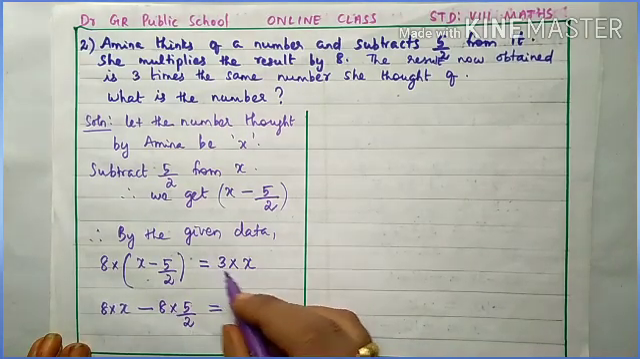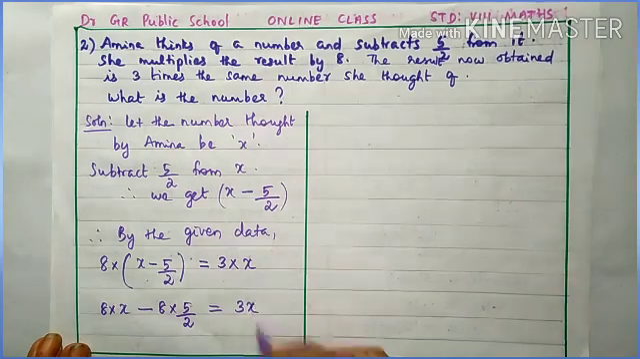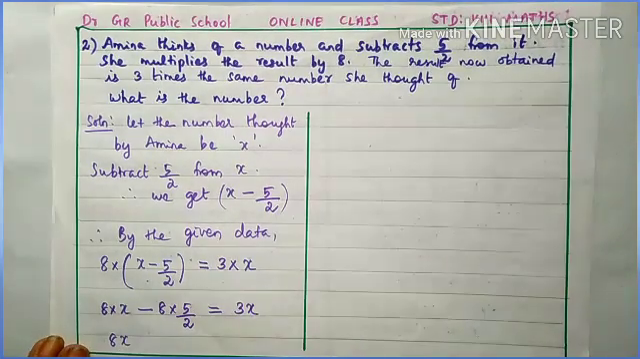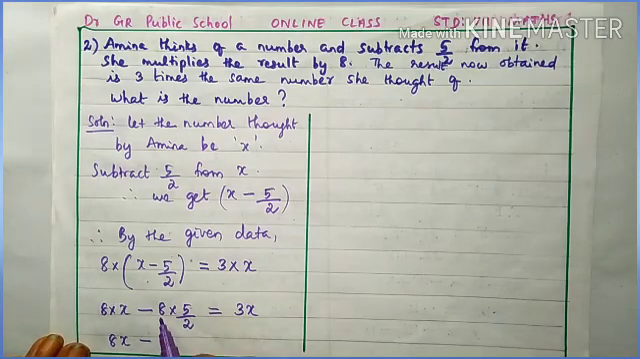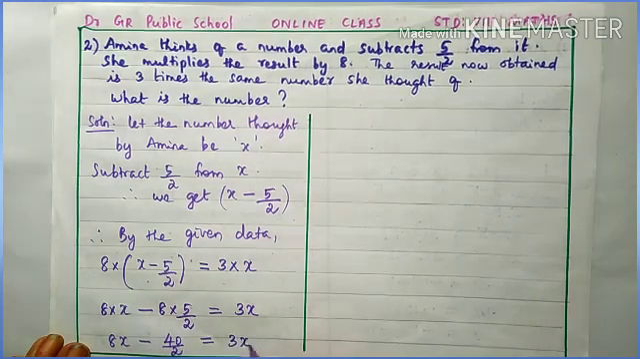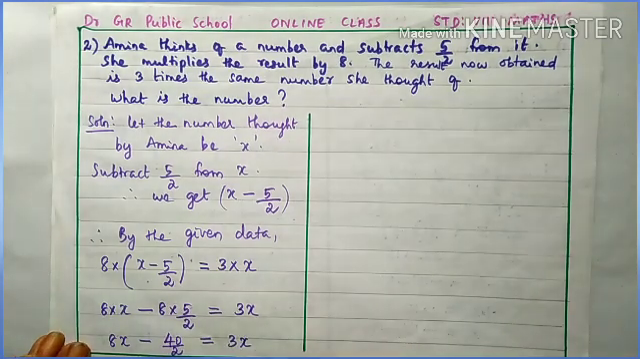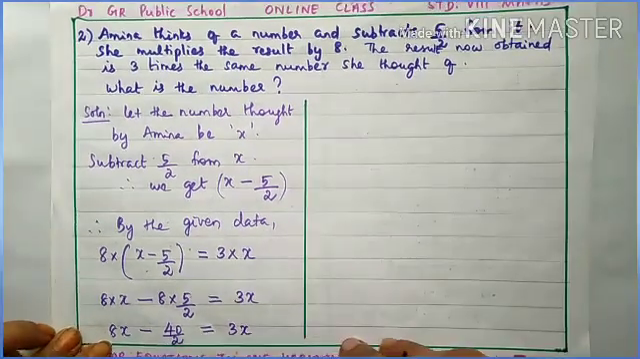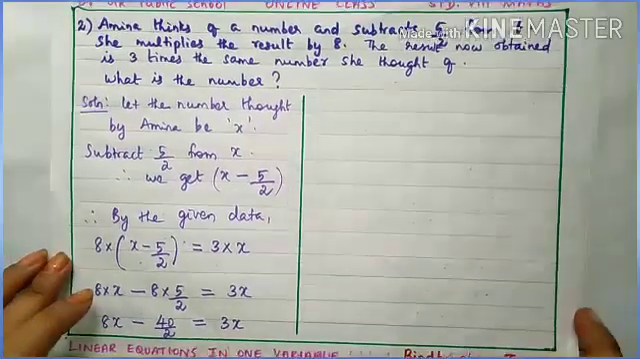equal to, what is 3 into x? 3x. Now again you can write 8 into x is 8x minus, what is 8 into 5? 40. 40 by 2 equal to 3x. Okay children, now we got an equation with variables on both the sides. Now we need to simplify this.